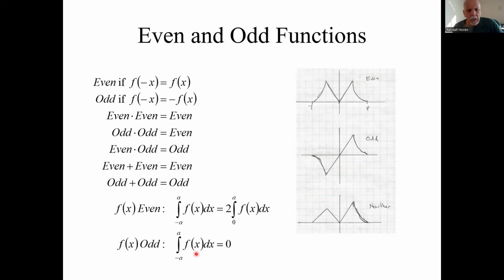If you're integrating an odd function over a symmetric interval, you just get zero, because the left side wipes out the right side. And if it's even, instead of integrating over minus a to a, again over a symmetric interval, you can just integrate from 0 to a and double it, which makes whatever's on the right side, the left side would just double it.